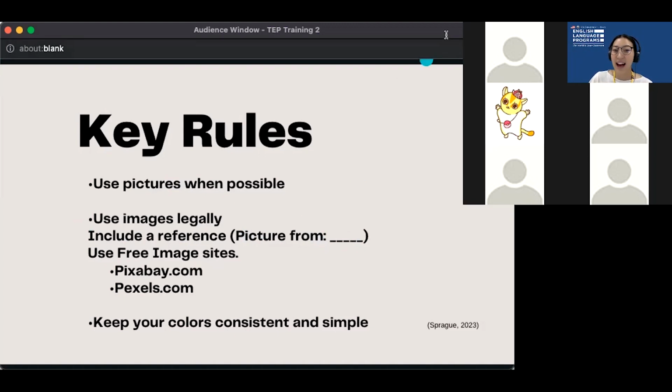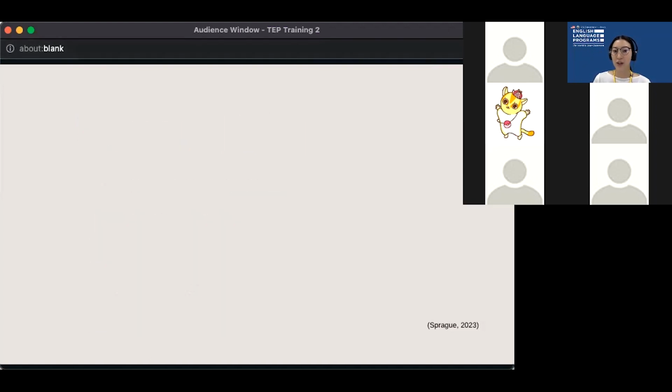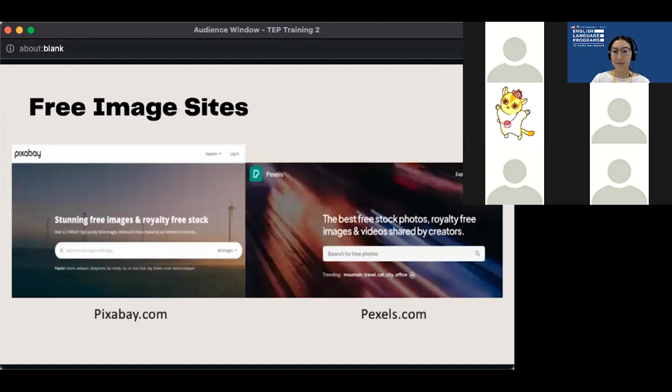And I like to show them these 2 websites, pixabay.com and pexels.com. So here are the 2 websites. These 2 websites are really great because all of the images are free, meaning that the students or you can use these images without needing a license.